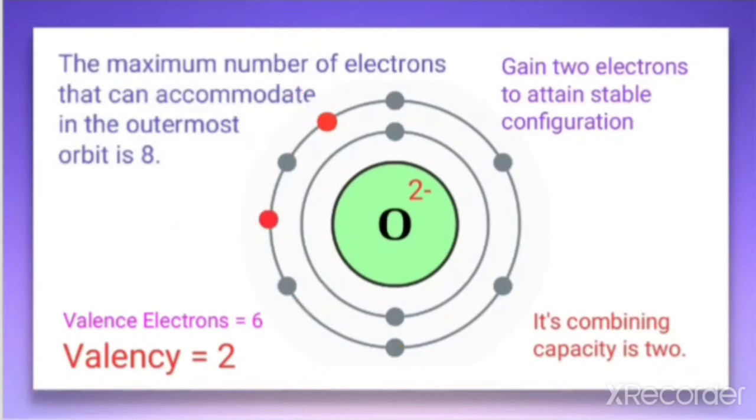So don't get confused. Valence electron is the number of electrons present in an atom in the outermost shell, that is 6 for oxygen. But in order to attain the stable configuration, it gains 2 electrons. That's why its valency is 2. So 6 is the valence electron, 2 is the valency. So in this case, valency and valence electrons are not the same. So we have learned that loss of electron forms positive charge, gain of electron forms negatively charged ions.